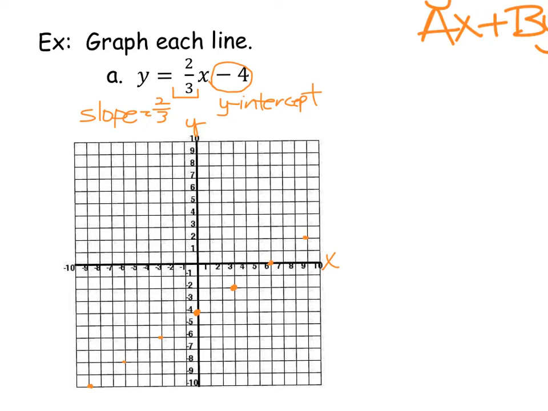Once you have points that go all the way from edge to edge, go ahead and connect your line and put arrows on each side. Your graph should look something like this when you're done.